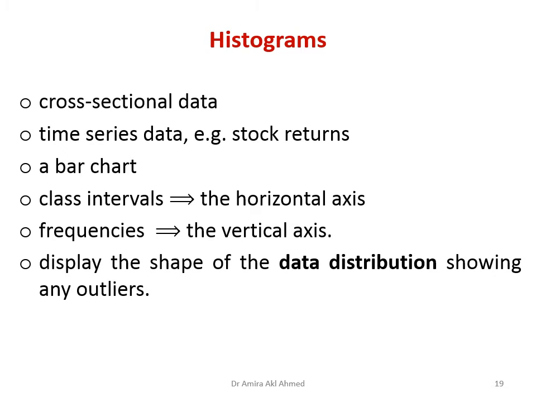In a histogram, class intervals are represented by the horizontal axis, whereas the frequencies are represented by the vertical axis. Hence, a histogram informs us about the shape of the data distribution, showing any outliers. By outliers, we mean the most extreme values. That is to say, an outlier could be defined as an observation that is numerically distant from the rest of the data points.